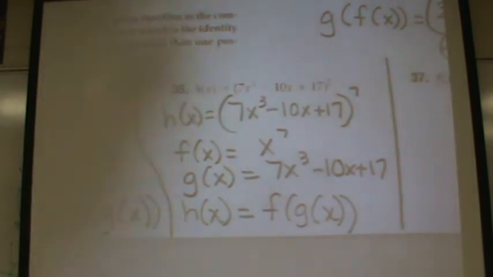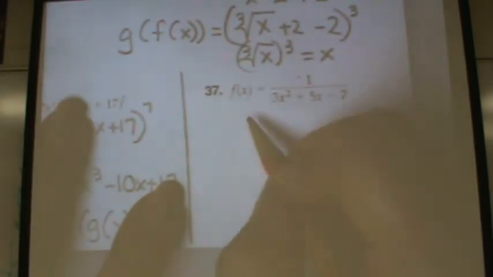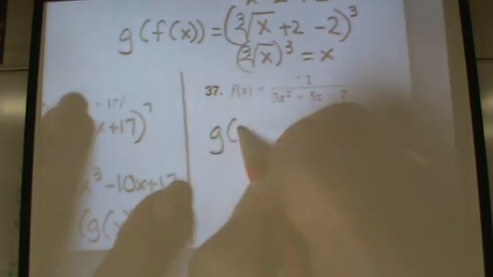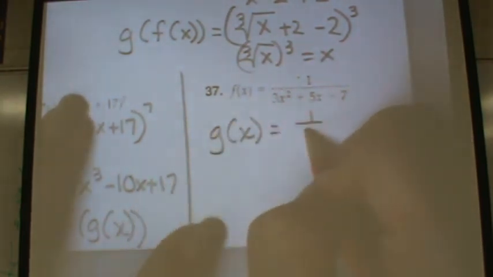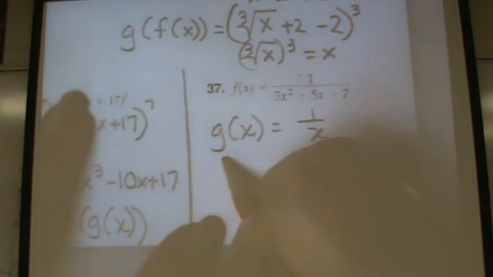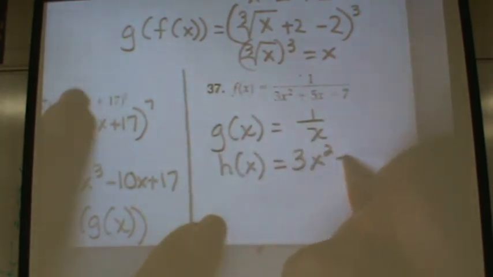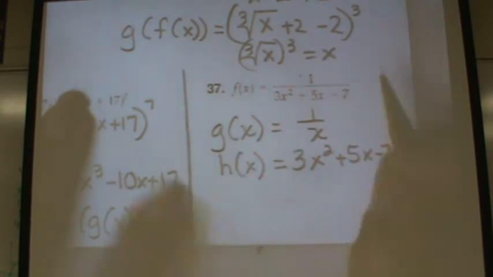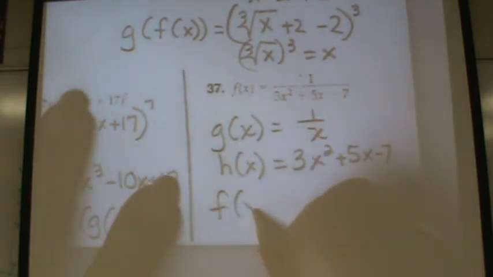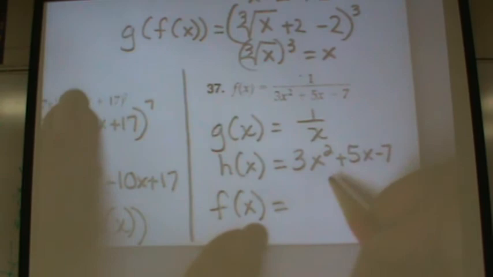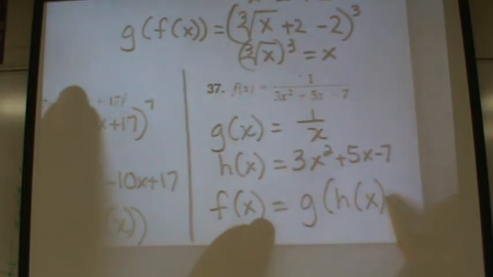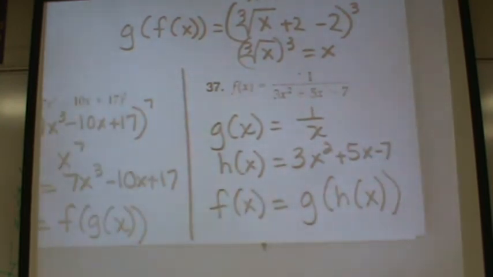And the last one on this page, we've got f of x. So let's name g of x is 1 over something. And h of x is 3x squared plus 5x minus 7. So f of x equals g of h of x. So if you plug h of x in here, you get this f of x.